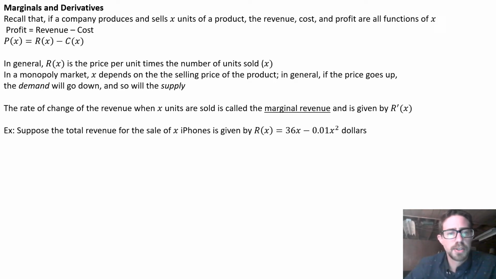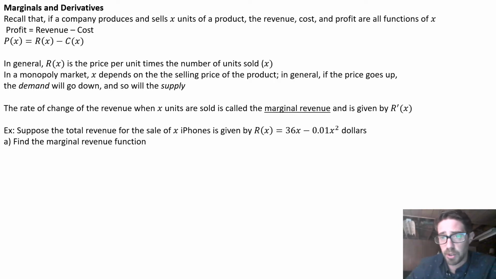Example. The total revenue for the sale of, we'll say, X iPhones is given by R of X equals 36X minus 0.01X squared dollars. So if you sell X iPhones, that's how much your revenue is going to be. We didn't say anything about the cost or the profit in this example. We're just going to mess around with marginal revenue. Easy, right? Compared to the derivatives we've done, that's an incredibly easy one. So again, when you see marginal, just think, okay, it's R prime.